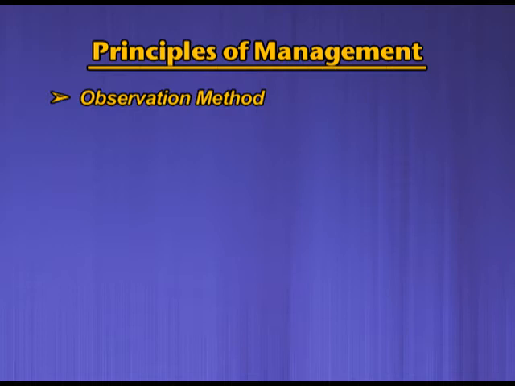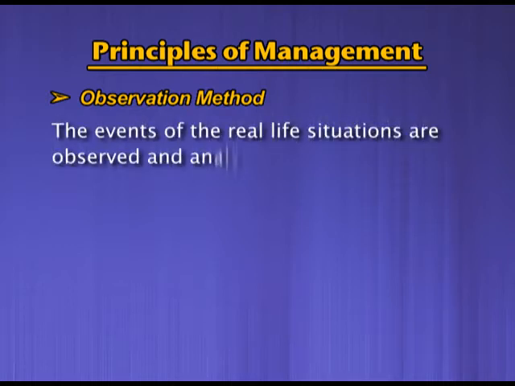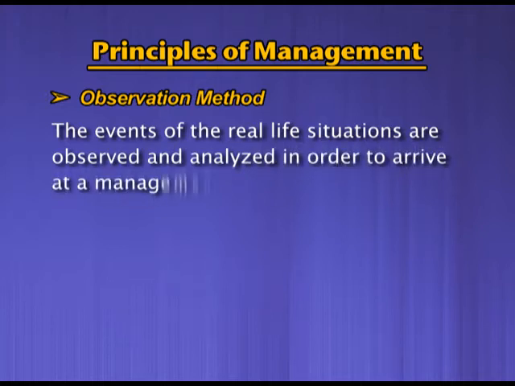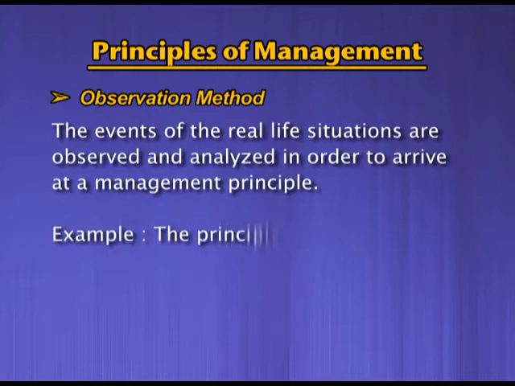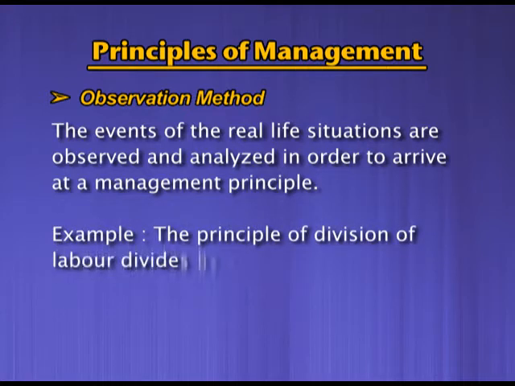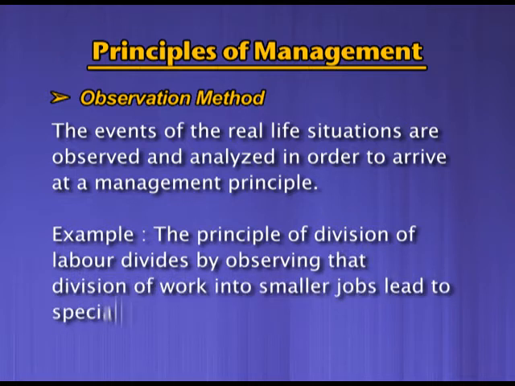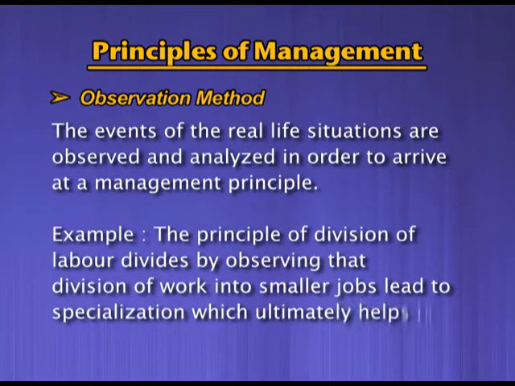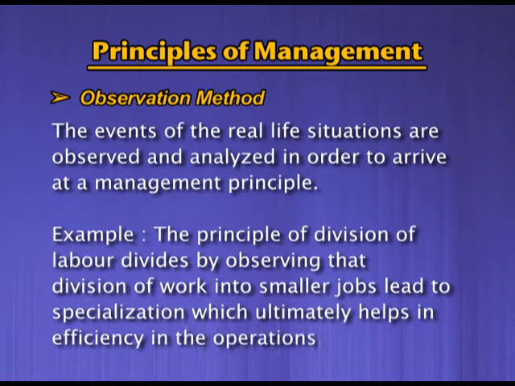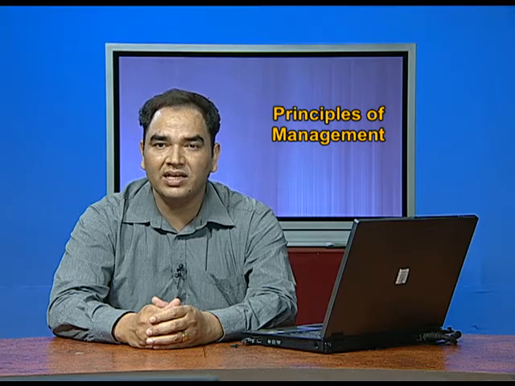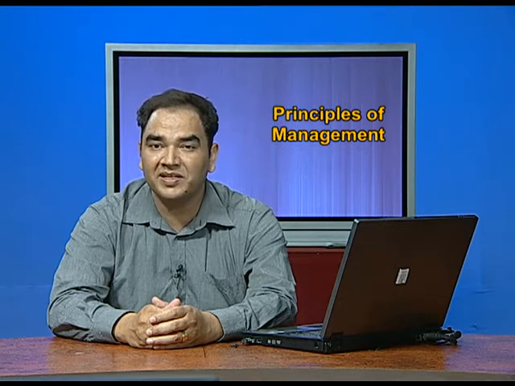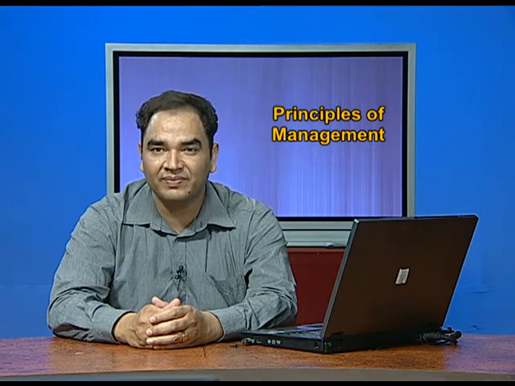In observation method, the events of the real life situations are observed and analyzed in order to arrive at a management principle. For example, the principle of division of labor is derived by observing that division of work into smaller jobs leads to specialization, which ultimately helps in the efficiency in the operations. So these are the two ways through which the management principles are derived.